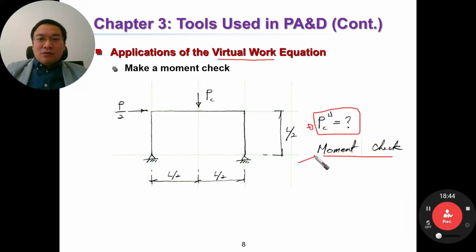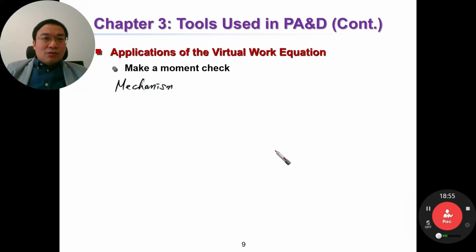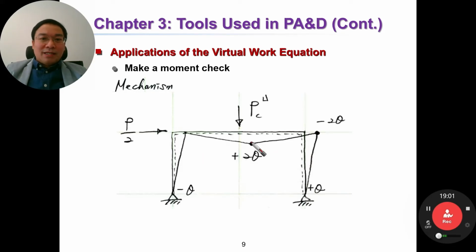But our focus is the moment check. So you can calculate the PCU by yourself, but I will introduce the mechanism very briefly. First, we assume a mechanism like this. We assume the plastic hinge occurs at the middle, at this point and this point. If it's A and B, so E and C, E and D. Then we have a mechanism like this.